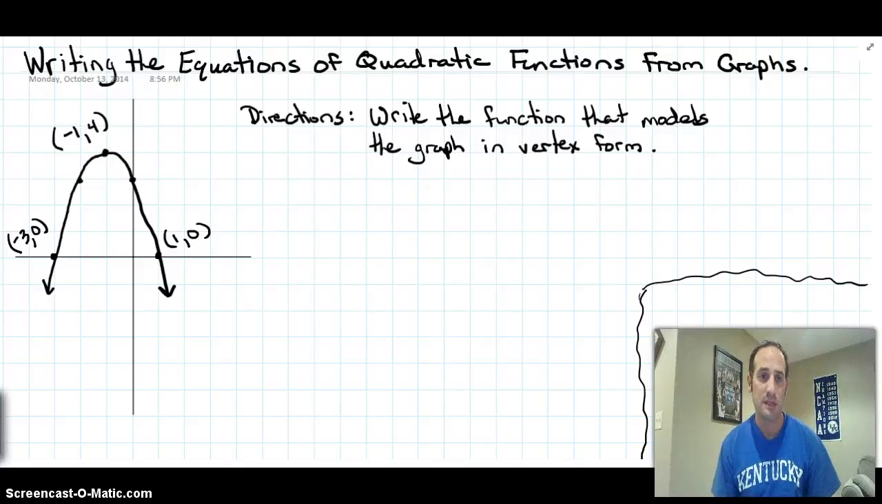They've also given us, in this case, the x-intercepts. They don't have to give you x-intercepts. It can be any other point that's on the graph besides the vertex that you have to have.